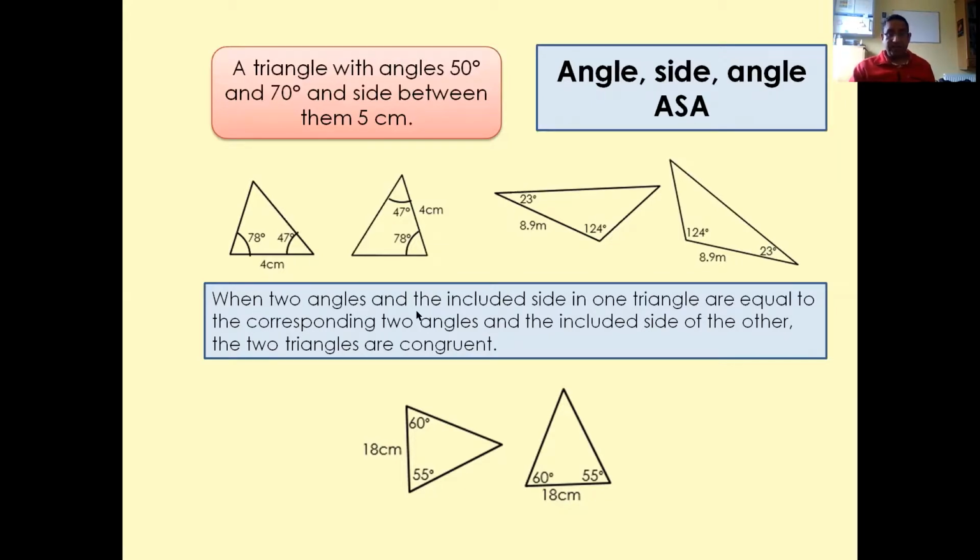So when two angles and the included side in one triangle are equal to the corresponding two angles and the included side of the other triangle, then the two triangles are said to be congruent.